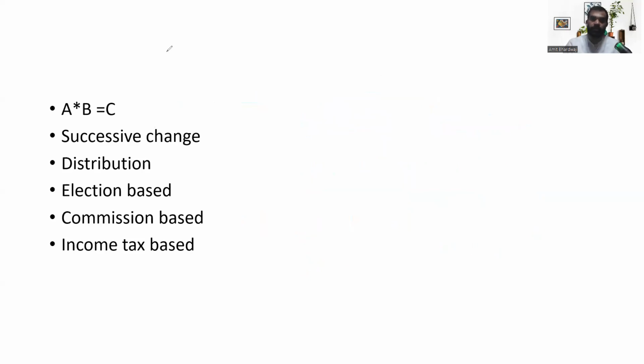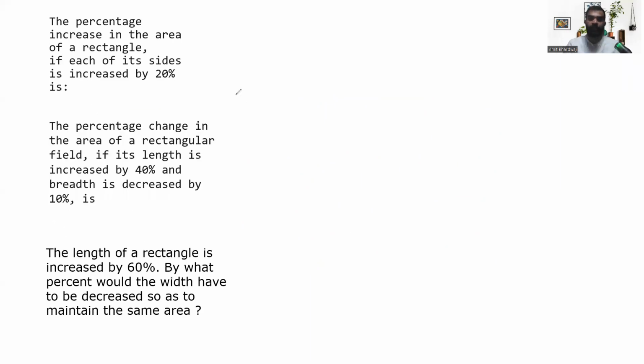Let's move toward our question. The question number one we have is this. You can see the three questions in front of us. In question number one, you can see: find the percentage increase in the area of a rectangle if each of its sides is increased by 20%. What does it mean? Length increased by 20%, breadth also increased by 20%. You have to find the percentage increase in the area. So what can we do?